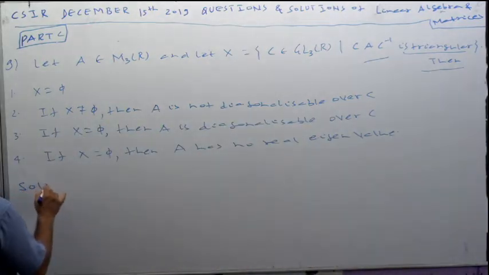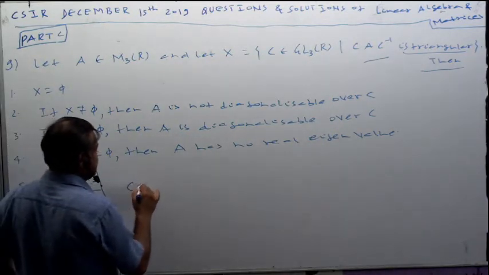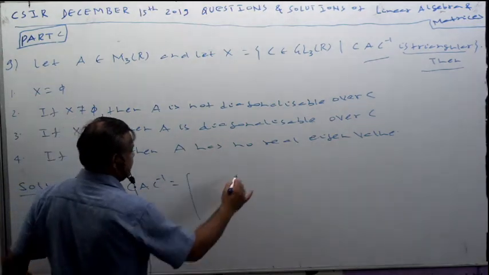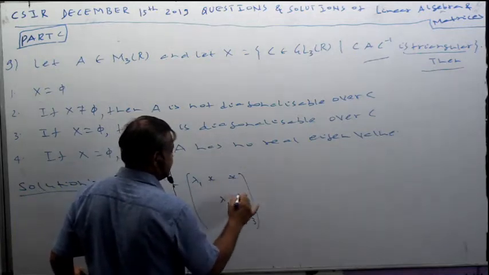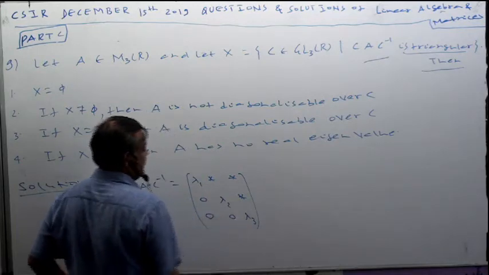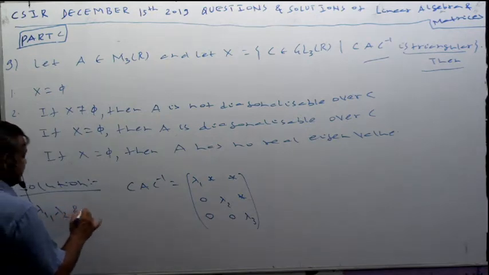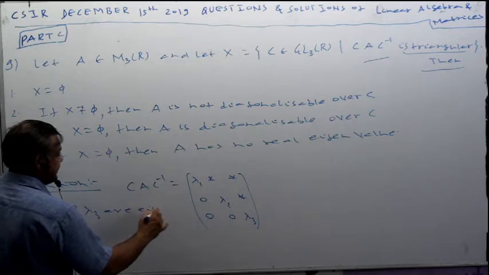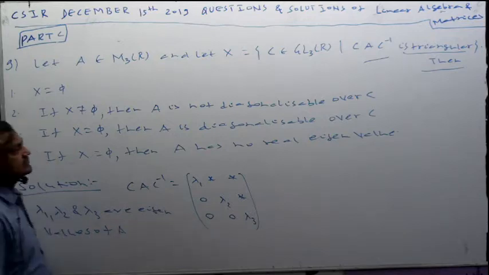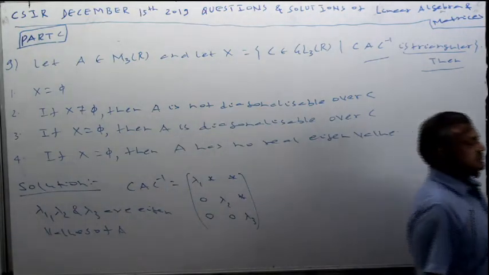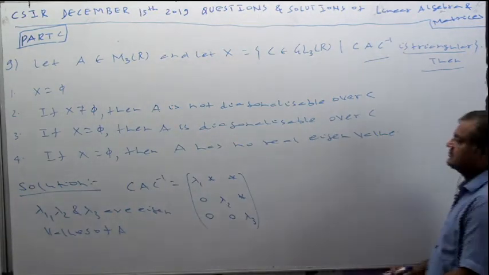Now let us start the solution. But first of all, let me write that CAC inverse will give you lambda 1, lambda 2, lambda 3, and whatever else is there, I am not interested, because that has become a triangular matrix, where lambda 1, lambda 2, lambda 3 are eigenvalues of A. Are you happy?